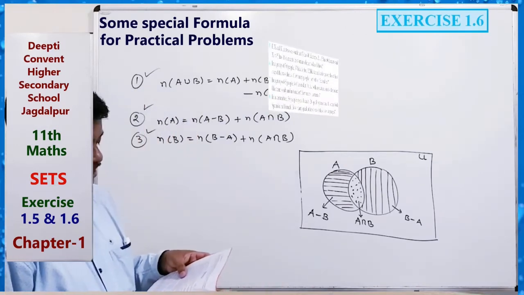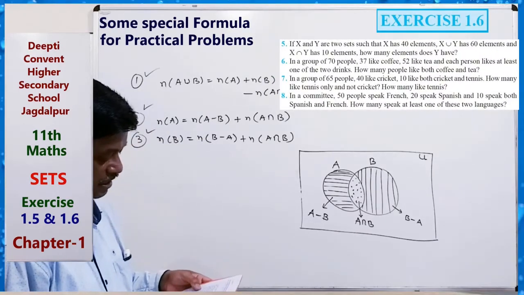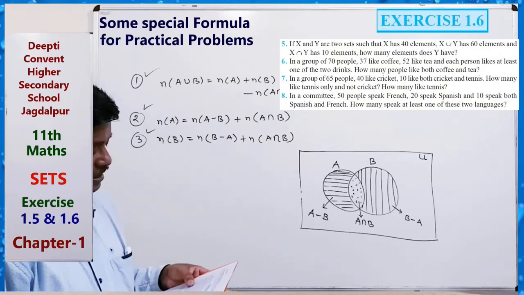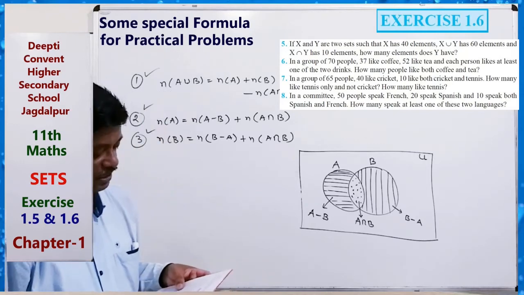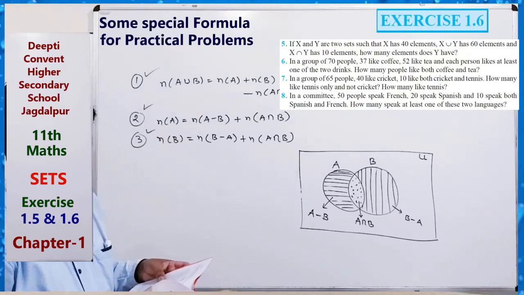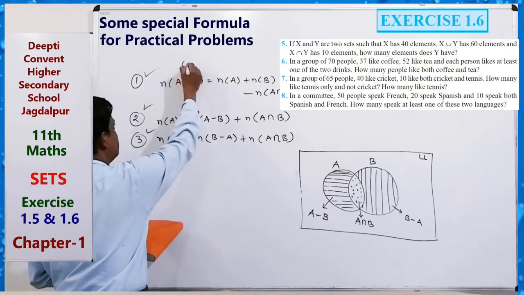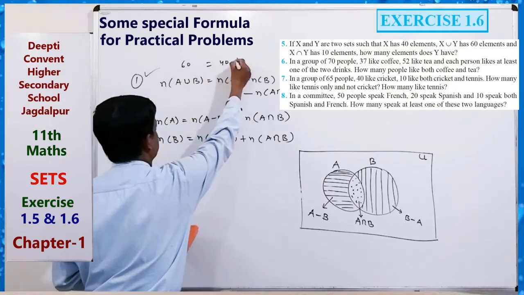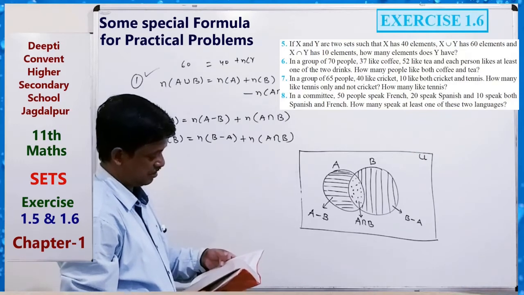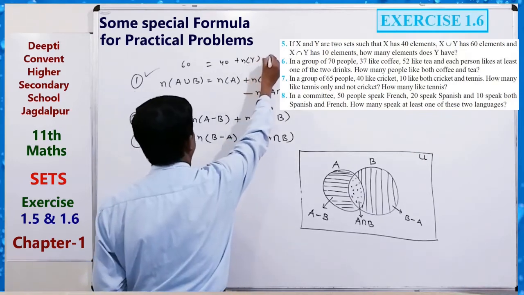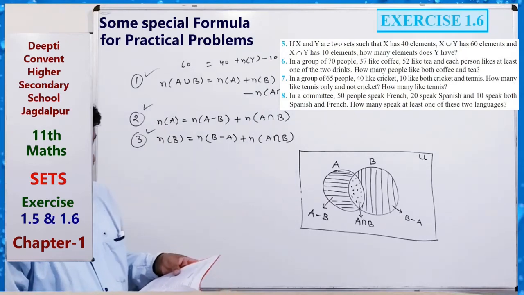Now question 5. X and Y are two sets such that n(X) is 40, n(X union Y) is 60 and n(X intersection Y) is 10. How many elements does Y have? Here also simple: 40, 60, 10. These are given.